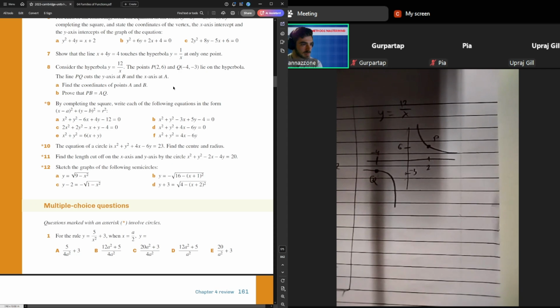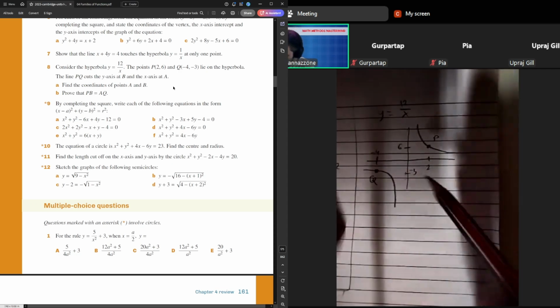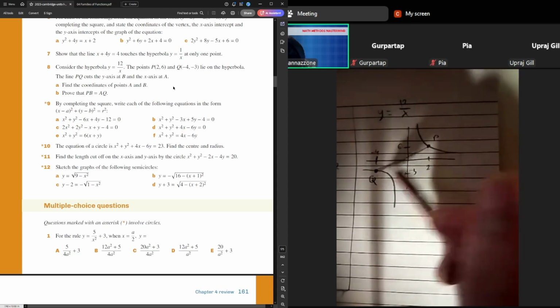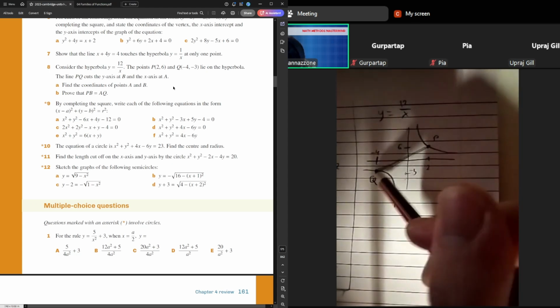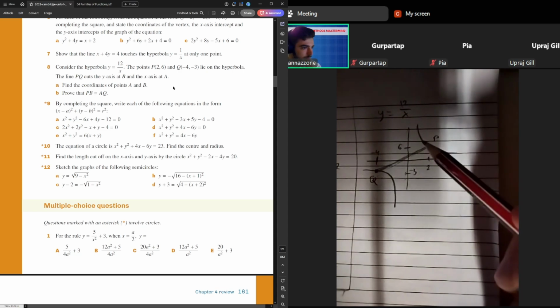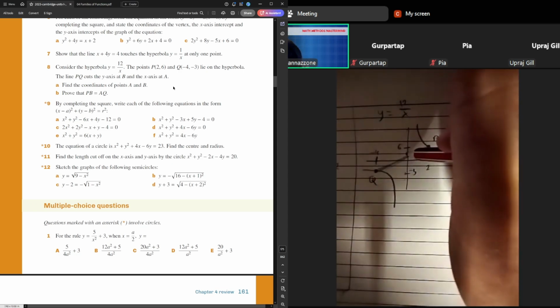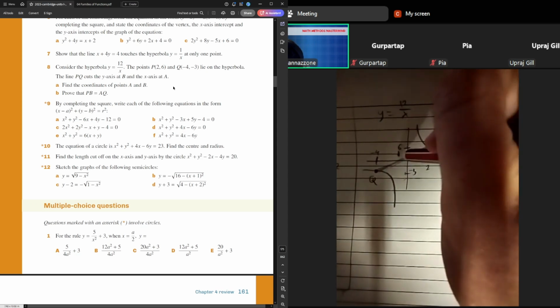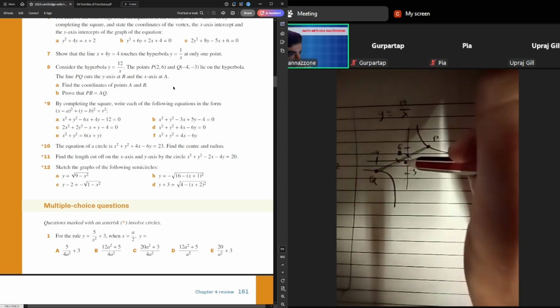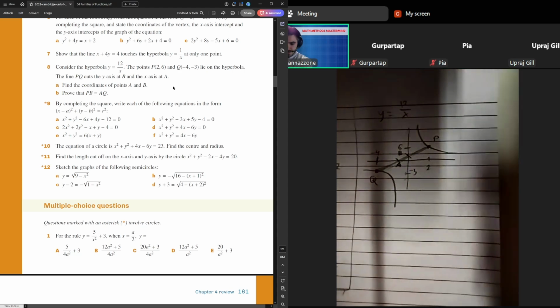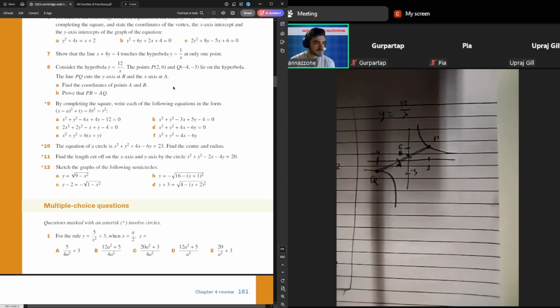Then the line PQ, connecting these points. Ideally use a ruler. I just somehow don't have a ruler. PQ is going to cut the y-axis at b, so this thing here is called b, and it's going to cut the x-axis at a. This thing here is called a. So our goal is to figure out the coordinates of a and b. What might we start doing?